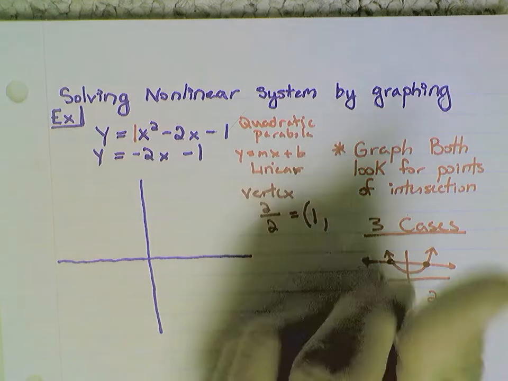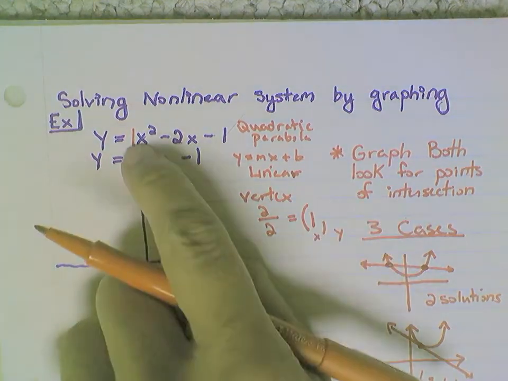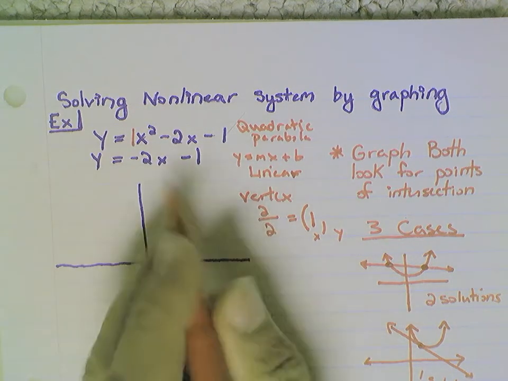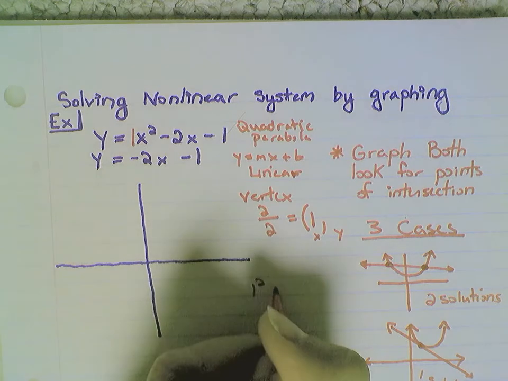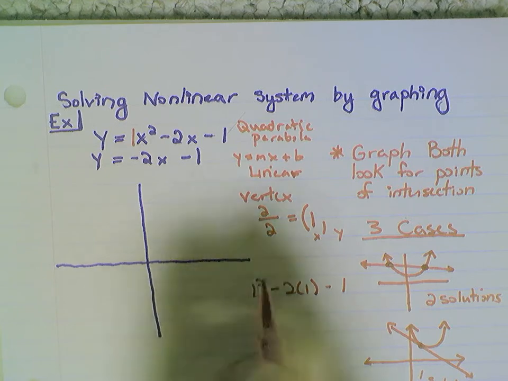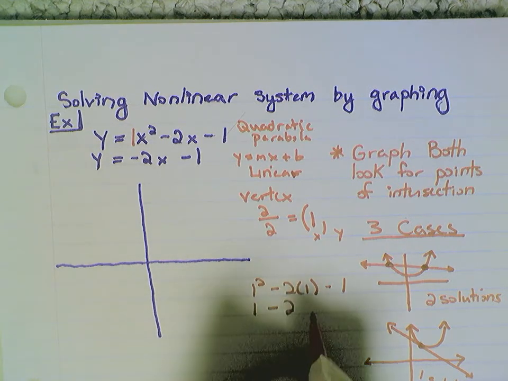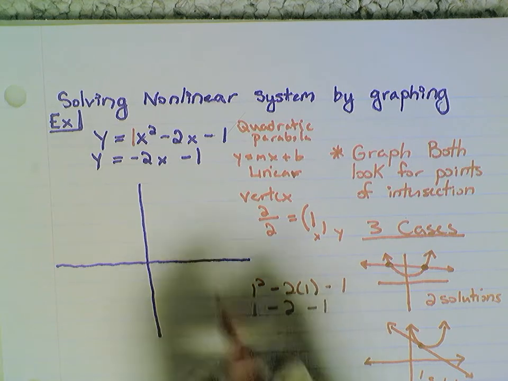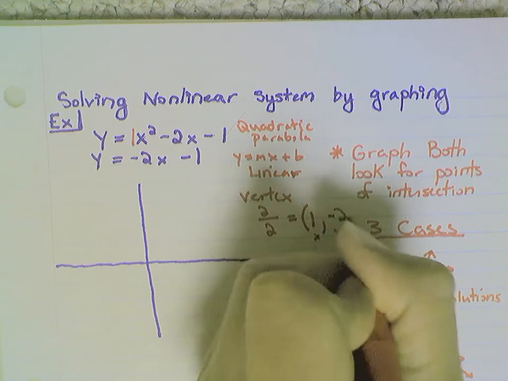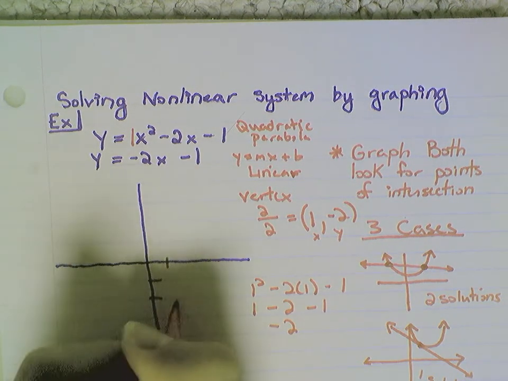And then to find the y coordinate of the vertex, I have to plug 1 back into the equation and solve for y. Well, if I plug 1 back in, I'm going to get 1 squared minus 2 times 1 minus 1. Well, 1 squared is really just 1. Negative 2 times 1 is negative 2, and then minus 1. Well, that's going to end up coming out as negative 2. So my vertex is at (1, negative 2).